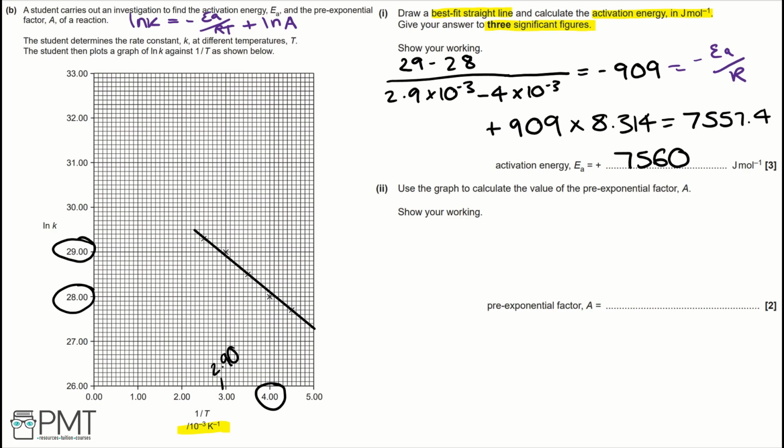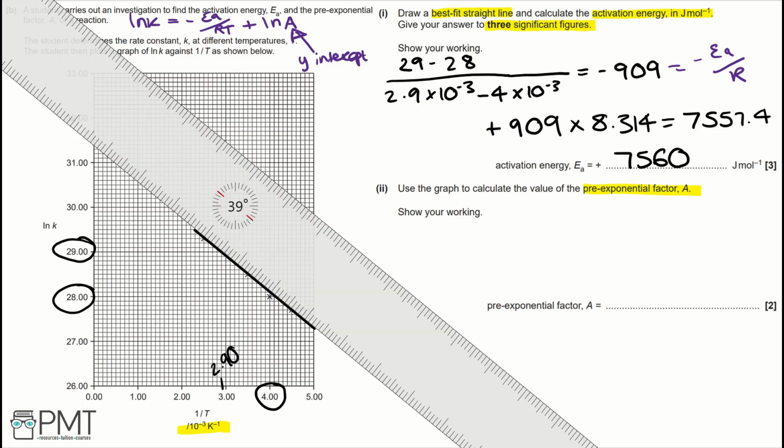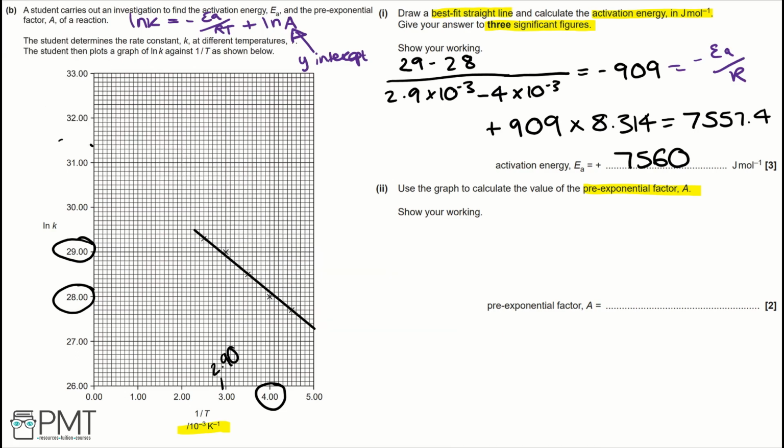Part 2. Use the graph to calculate the value of the pre-exponential factor A. Show your working. So also using this rearranged Arrhenius equation, the y-intercept is equal to ln A. And so in order to find A, or the pre-exponential factor, we need to find the y-intercept first. So extrapolating the y-intercept by continuing this line, we end up here. And this is 31.4 on the graph.